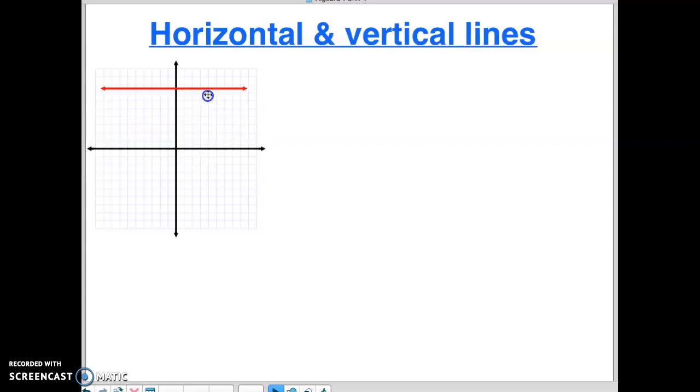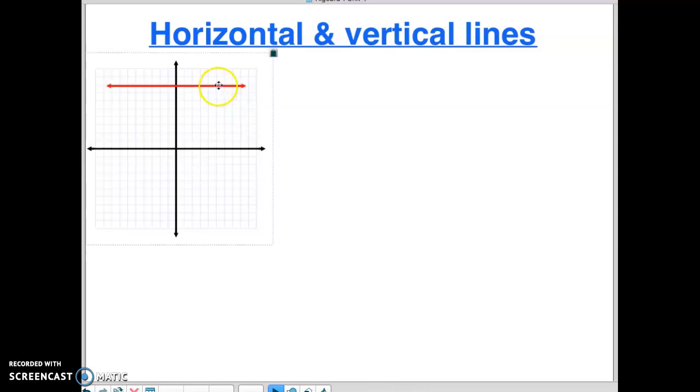First of all, horizontal lines have a slope of 0. Did you hear that? All horizontal lines have a slope of 0. All vertical lines have an undefined slope. We don't know if those are actually positive or negative, and because we don't know if it's positive or negative, it's called undefined. So that's your first lesson.